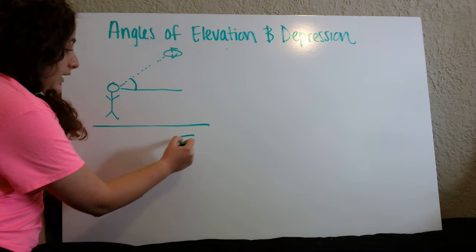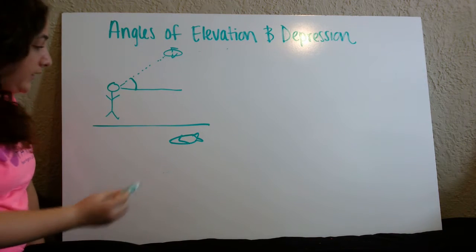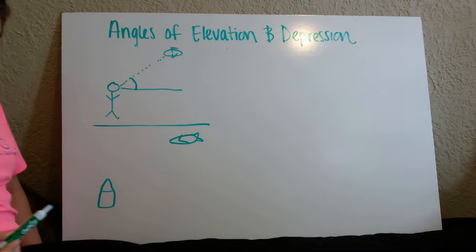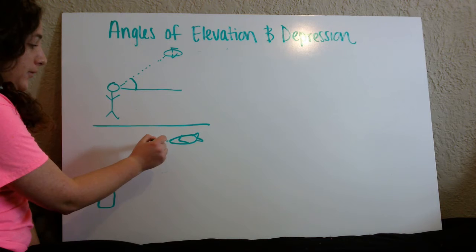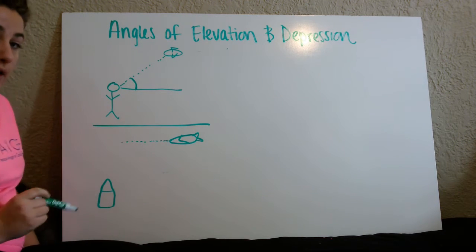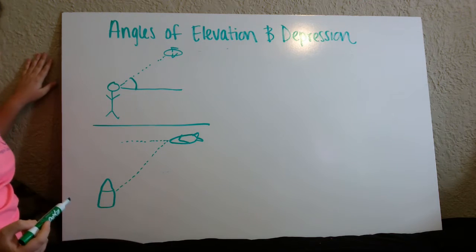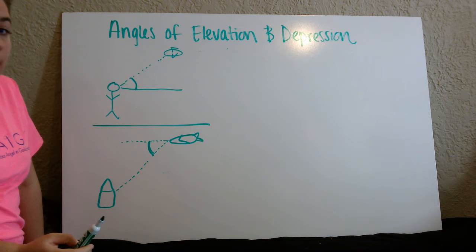So let's say that we had an airplane up in the sky, fancy airplane, and it was looking down at a house. So again, it has to go from the line of sight, it has to go from straight forward, a horizontal line, then it has to go down to that house. So this right here would be an angle of depression.